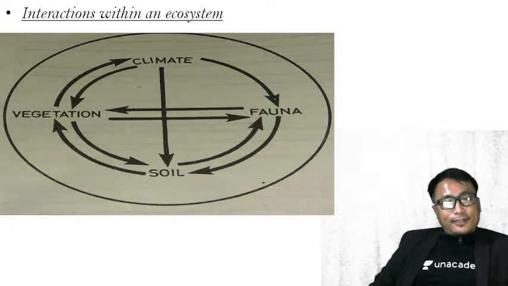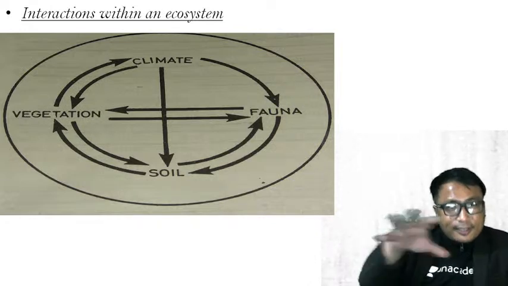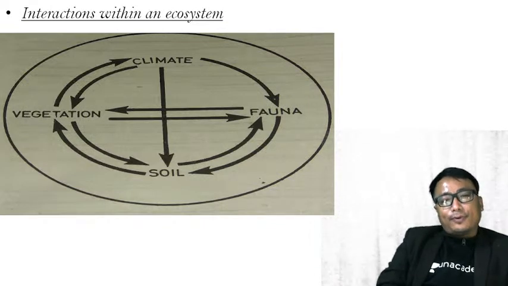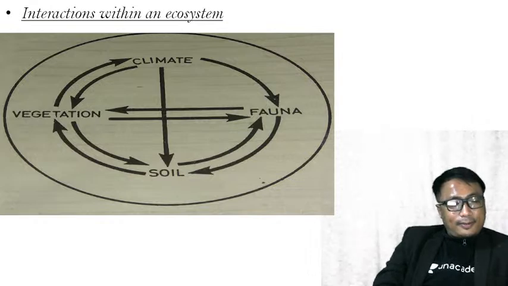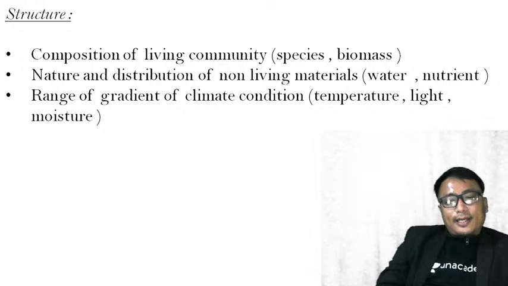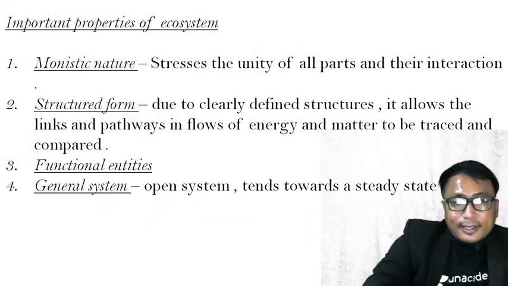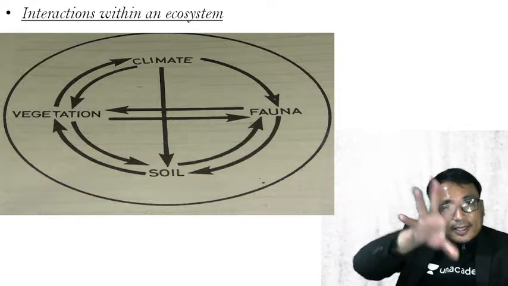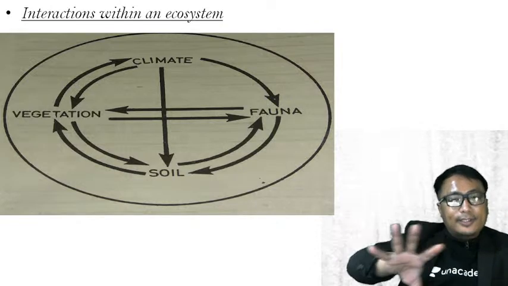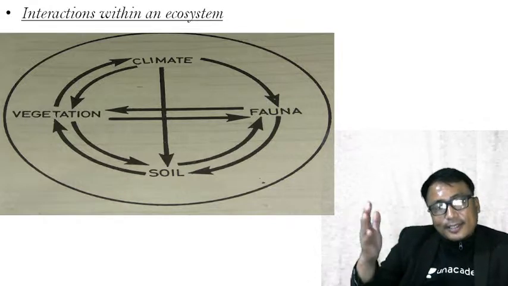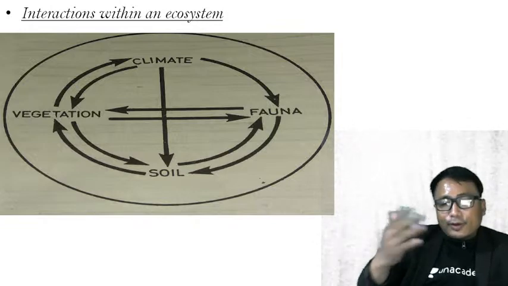Okay, clear? So this is how the interaction within an ecosystem takes place. Clear? These are some of the important components of how the ecosystem actually works. Clear? Now let us first see. Here we have seen the basic interaction of an ecosystem. Now let us see in detail some of the important characteristics of an ecosystem or ecology.